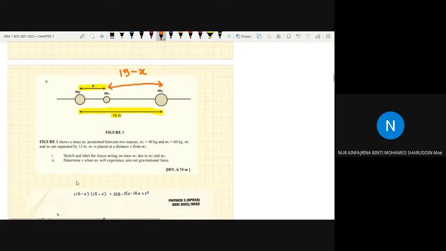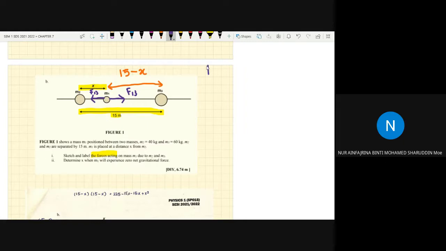Okay, the first question, sketch and label the forces acting on mass 1 due to mass 2 and mass 3. Dia cakap the forces acting. Therefore, this is your mass 1. Jadi, ada force apa yang add on dia? Force yang add on dia adalah F13 dan juga F12. So maksudnya is a force 2 on 1 dan juga force 3 on 1.